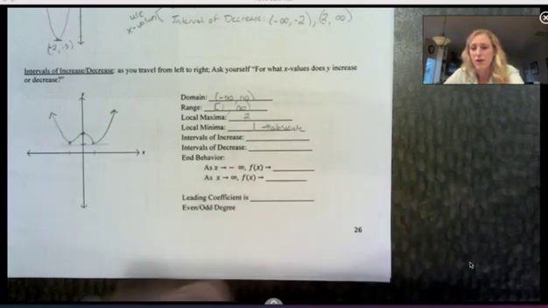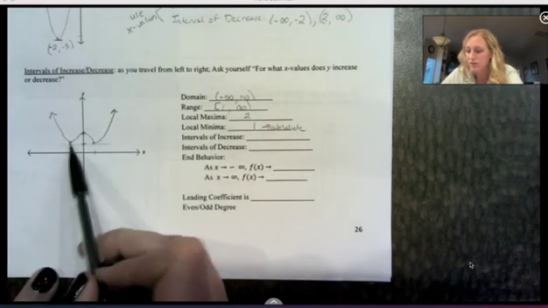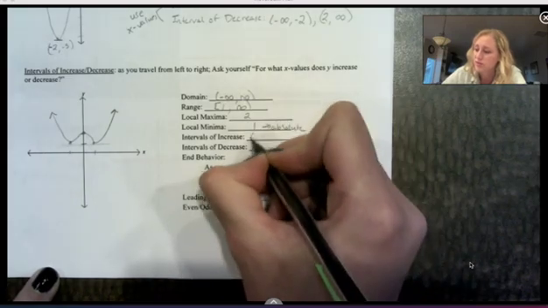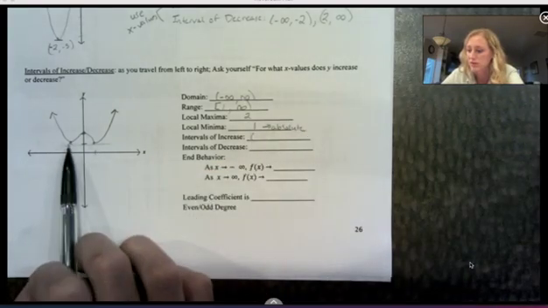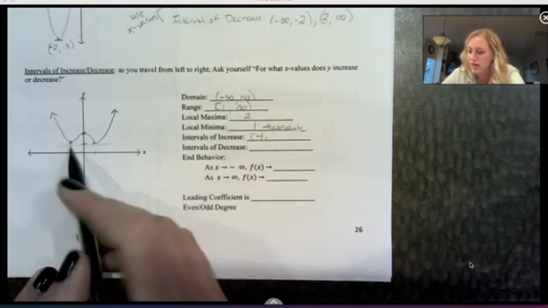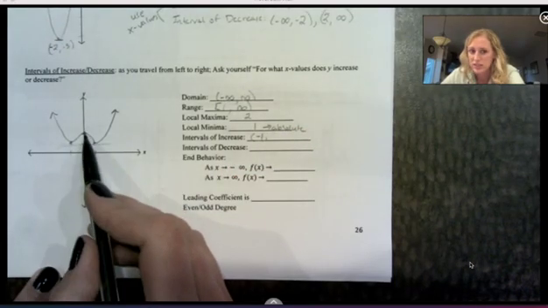Okay, interval of increase. So where is our graph rising from left to right? So that's here to here, and then again here to here. So we're going to use parentheses and only the x value. So the x value here is -1 up until the hill. X value at that point is 0.